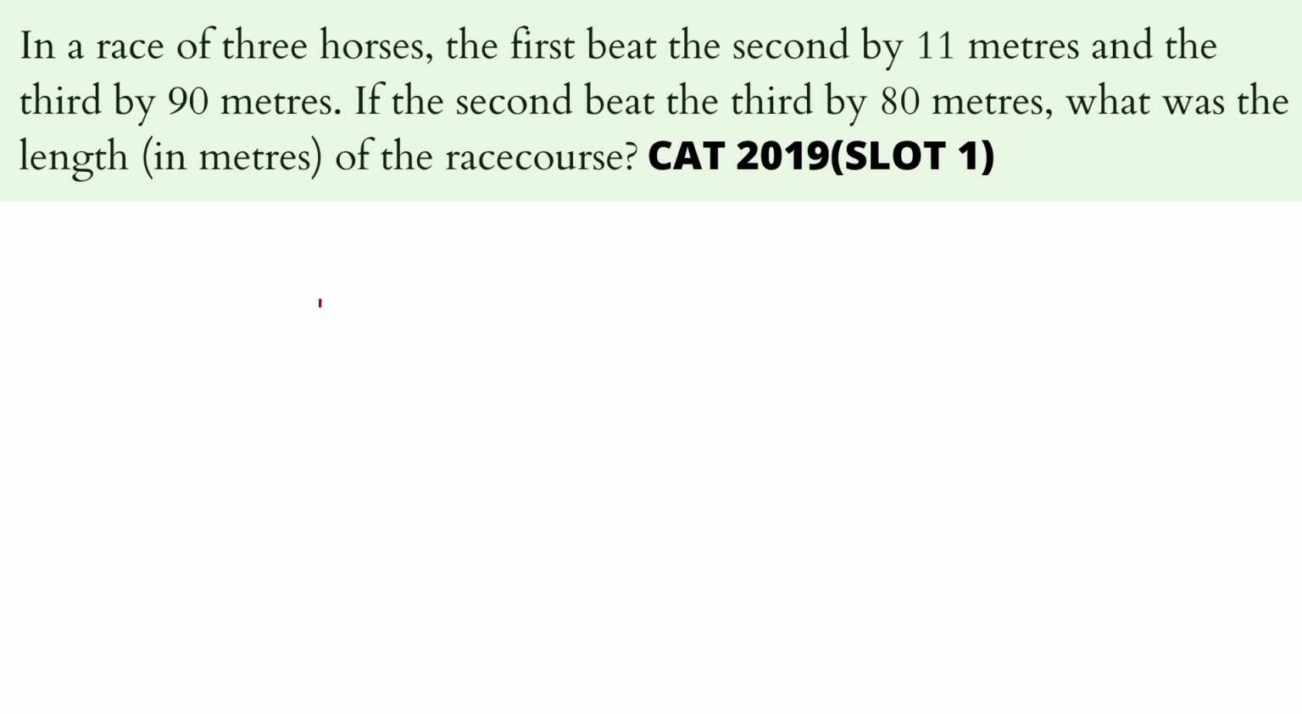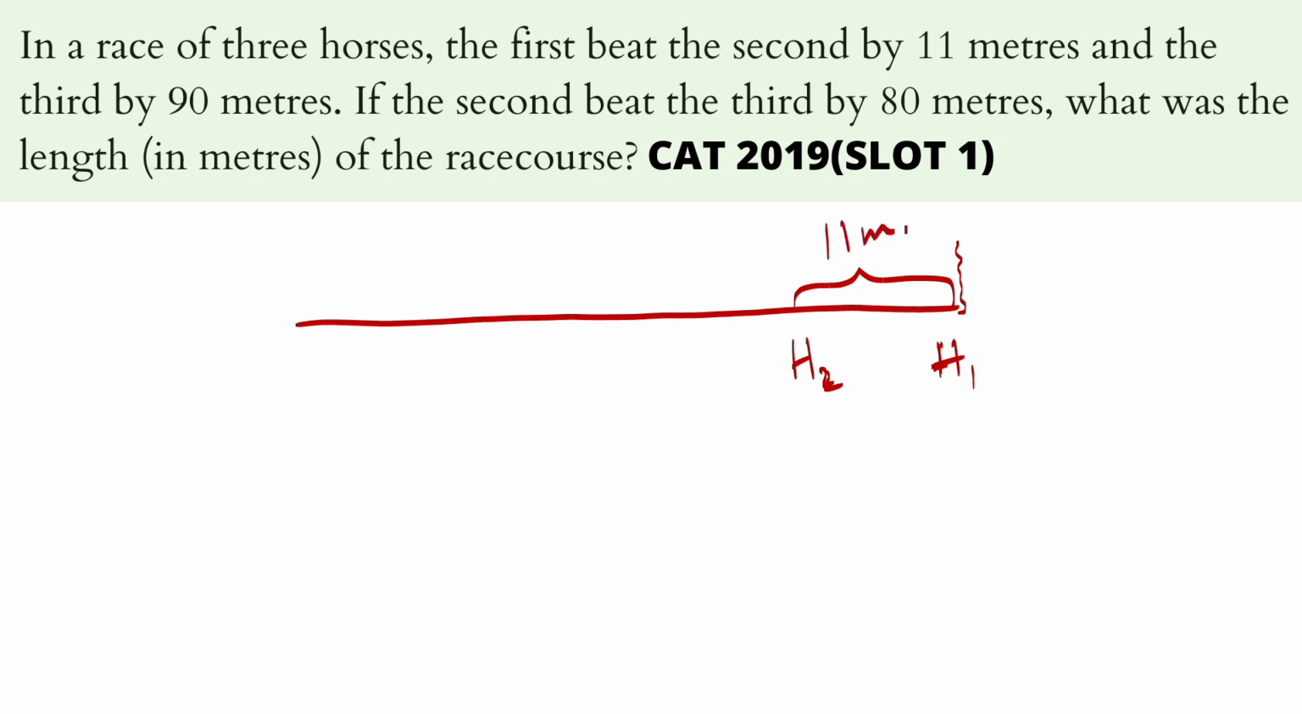Now, what's the question saying? There is a race, and there are 3 horses. The first beat the second by 11 meters. That means by the time horse 1 finishes the race, this is the end of the race, right? Horse 2 must be somewhere here, and the distance between horse 1 and horse 2 is 11 meters, and the third by 90 meters. So the first one beat the second horse by 11 meters and the first one beat the third horse by 90 meters.